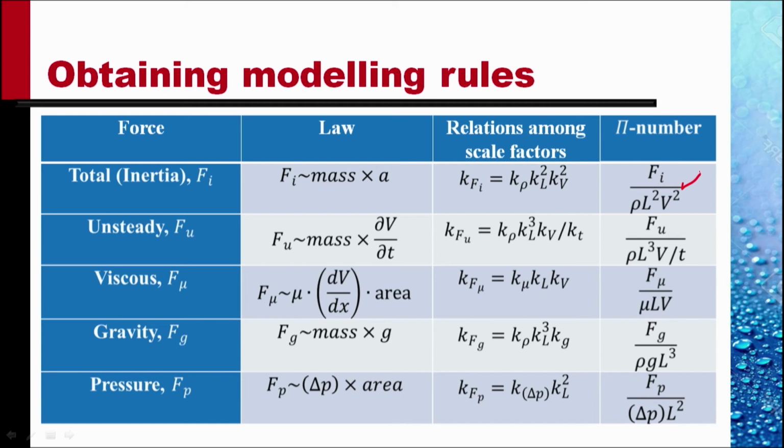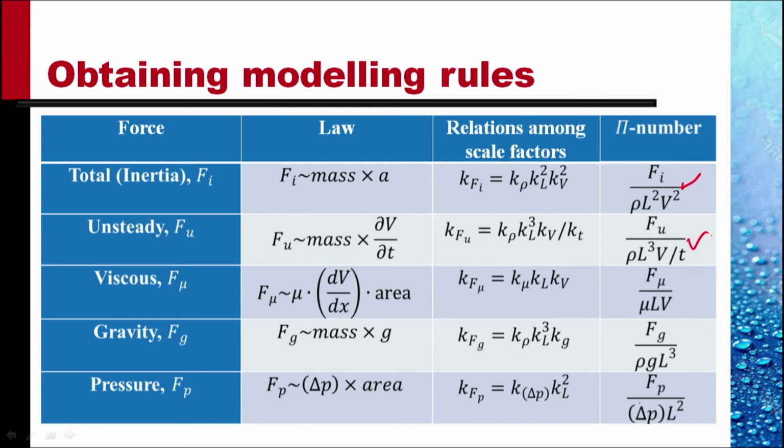For unsteady flow, Fu is mass times the acceleration dV by dt, the unsteady acceleration. And this gives you Fu, the scale factor of Fu, as K rho KL cube Kv by Kt. K rho KL cube for K mass and Kv by Kt for dV by dt. And so this gives a pi number Fu divided by rho L cube V by T.